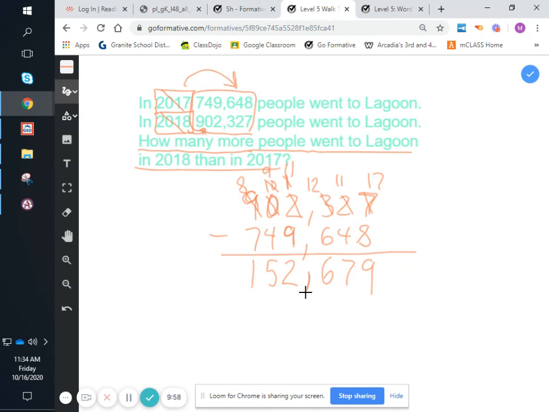Hey, when you do your levels, make sure you write large and make sure your ones line up with your ones, your tens line up with your tens, your hundreds with your hundreds, your thousands with your thousands, 10,000s with your 10,000s, and hundred thousands with your hundred thousands. That'll give you a lot better chance to get these right if you just write big and neatly. All right, good luck, you guys.